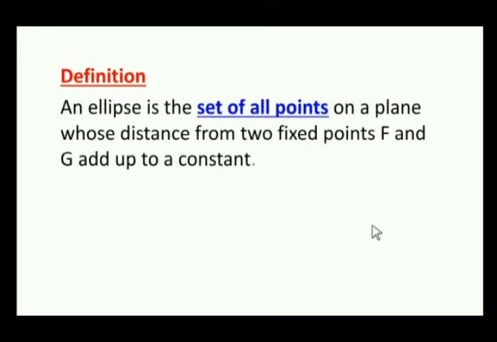Definition: an ellipse is the set of all points on a plane whose distances from two fixed points F and G add up to a constant. What does it mean? Consider the given figure.